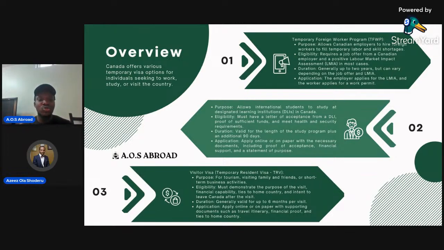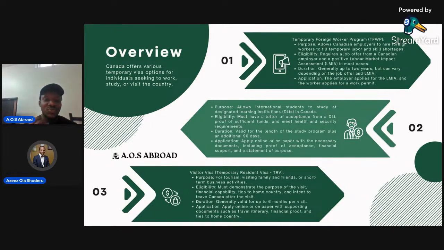The third way is through what we know as the visitor visa, which is the temporary resident visa, TRV. Most people, even if you are coming through the study permit or work permit, will still be given the TRV, the temporary residence visa. But the usefulness may just differ. The usefulness of the TRV may be just for you to enter Canada, and when you enter Canada, you then get the permit to work or study. But for a visitor visa, you just get the TRV. You don't get any of the permits. You don't get the study permit or the work permit.